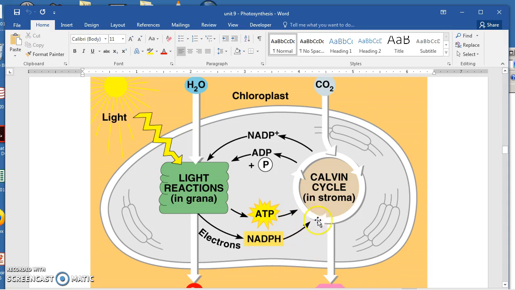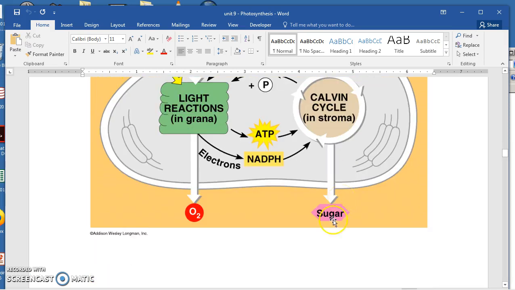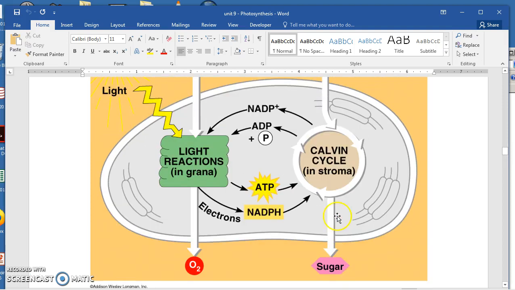These high energy molecules help fix inorganic carbon, which is carbon dioxide, into an organic form. And the ATP and NADPH are oxidized. Energy is released to cause carbon dioxide to be reduced to form some kind of a sugar or a carbohydrate. And then these NADPs and ADPs are then put back into the light reactions to be converted back to ATP and NADPH.